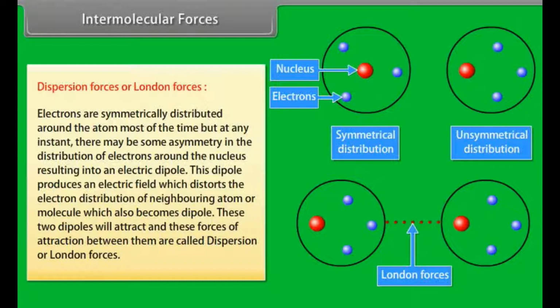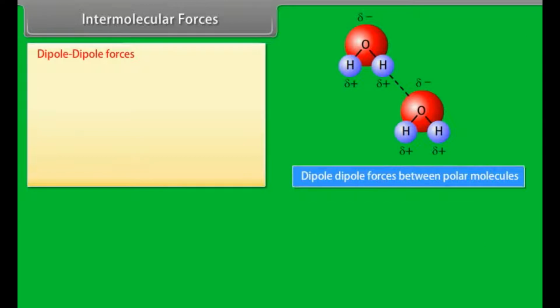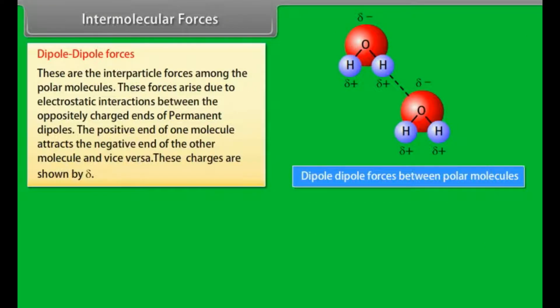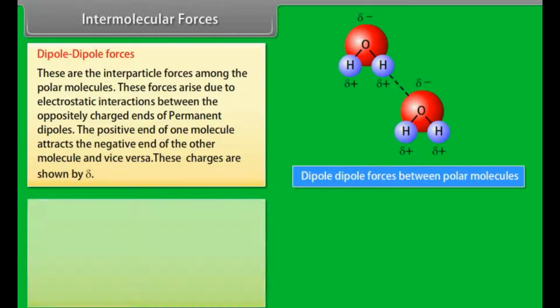For example, one atom has symmetrical distribution and the other has unsymmetrical distribution, and the atom with unsymmetrical distribution distorts the electron distribution of the other atom, resulting in a force of attraction. Dipole-dipole forces. These are the interparticle forces among the polar molecules. These forces arise due to electrostatic interactions between the oppositely charged ends of permanent dipoles. The positive end on one molecule attracts the negative end of the other molecule and vice versa. These charges are shown by delta.